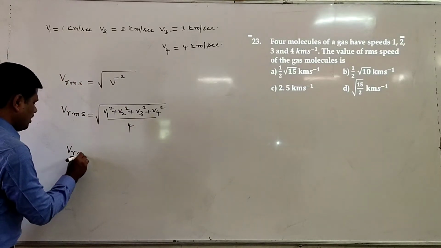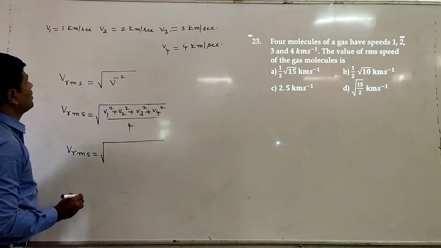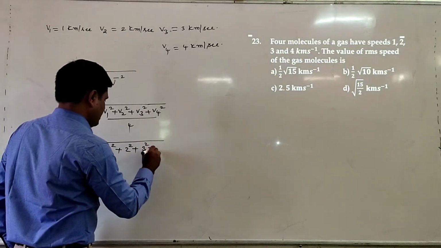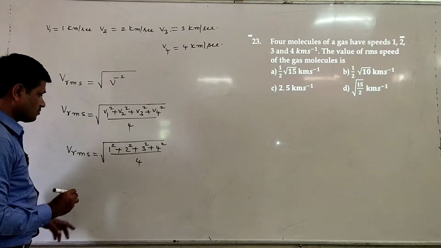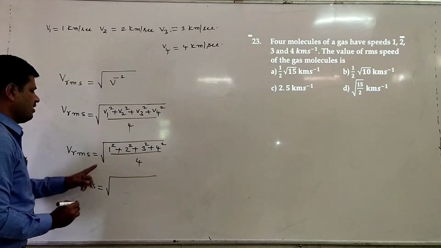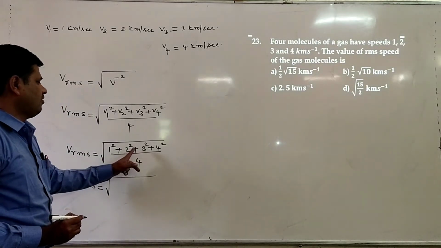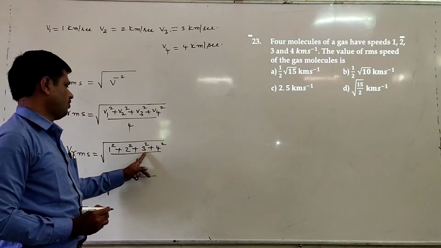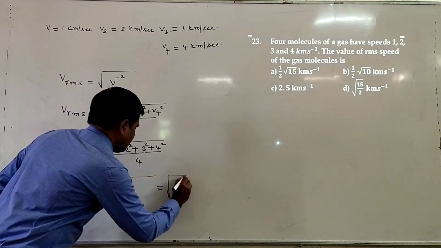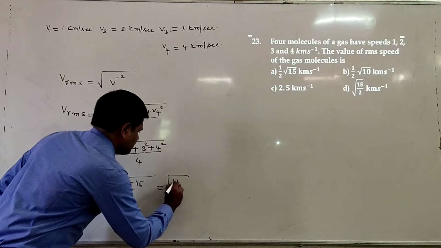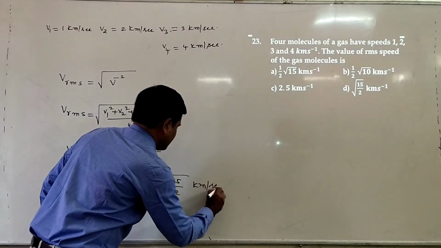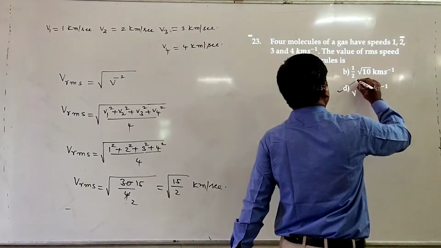Now, Vrms is equal to the square root of 1 square plus 2 square plus 3 square plus 4 square, by 4. Now this value: 1 plus 4 is 5, plus 9 is 14, plus 16 is 30. 30 by 4, that means 2 2s are 4, 2 15s are 30, so we get 15 by 2. We get root 15 by 2 kilometer per second. Which option is correct here? D option is correct here.